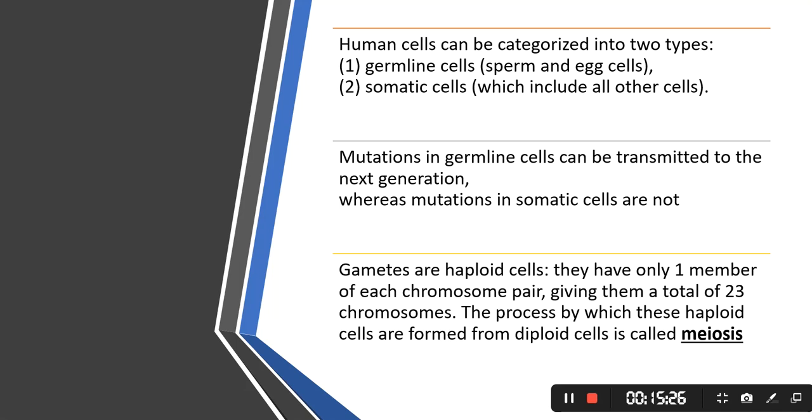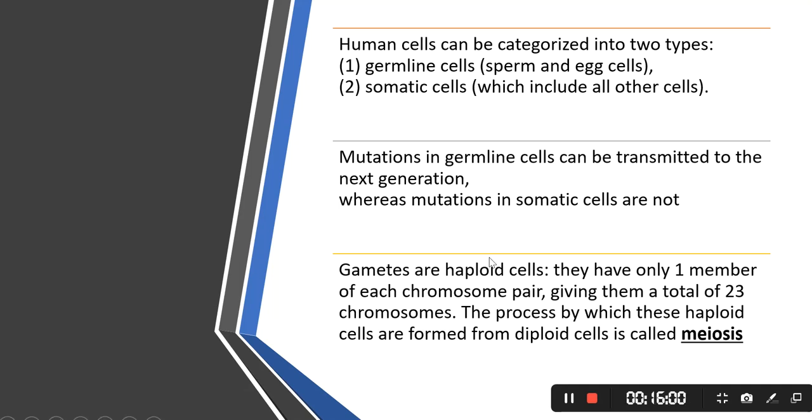Now what are human cell types? Human cells are classified into two types: the germline ones, from which the other cells arise, and the somatic ones, which are all the other cells. Now mutations: the germline cells, for example sperm and egg cells, if there are mutations in them, they are going to be transmitted to the next generation, right? Because you are developing a fetus from those cells. But in the somatic cells, if any mutation occurs, it generally does not go to the next generation.